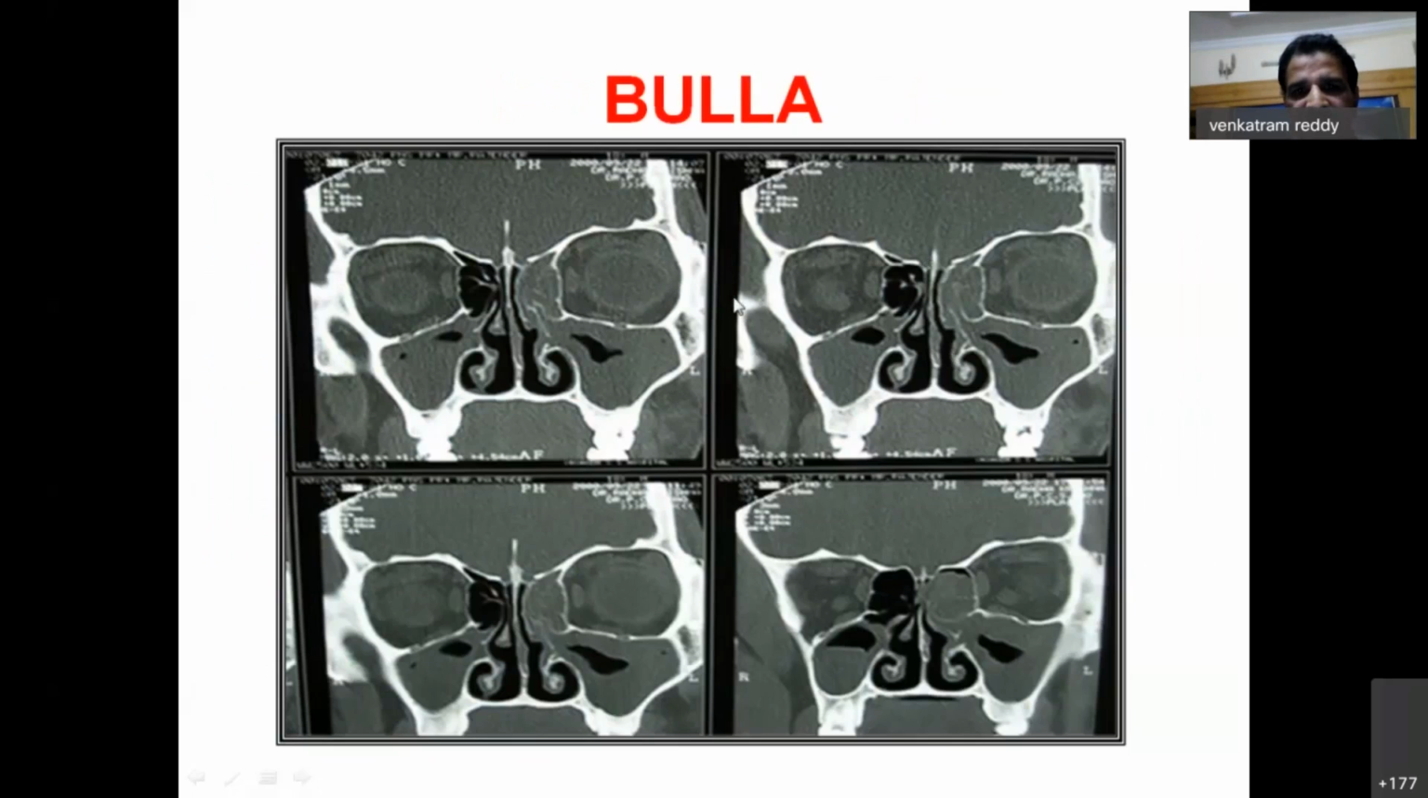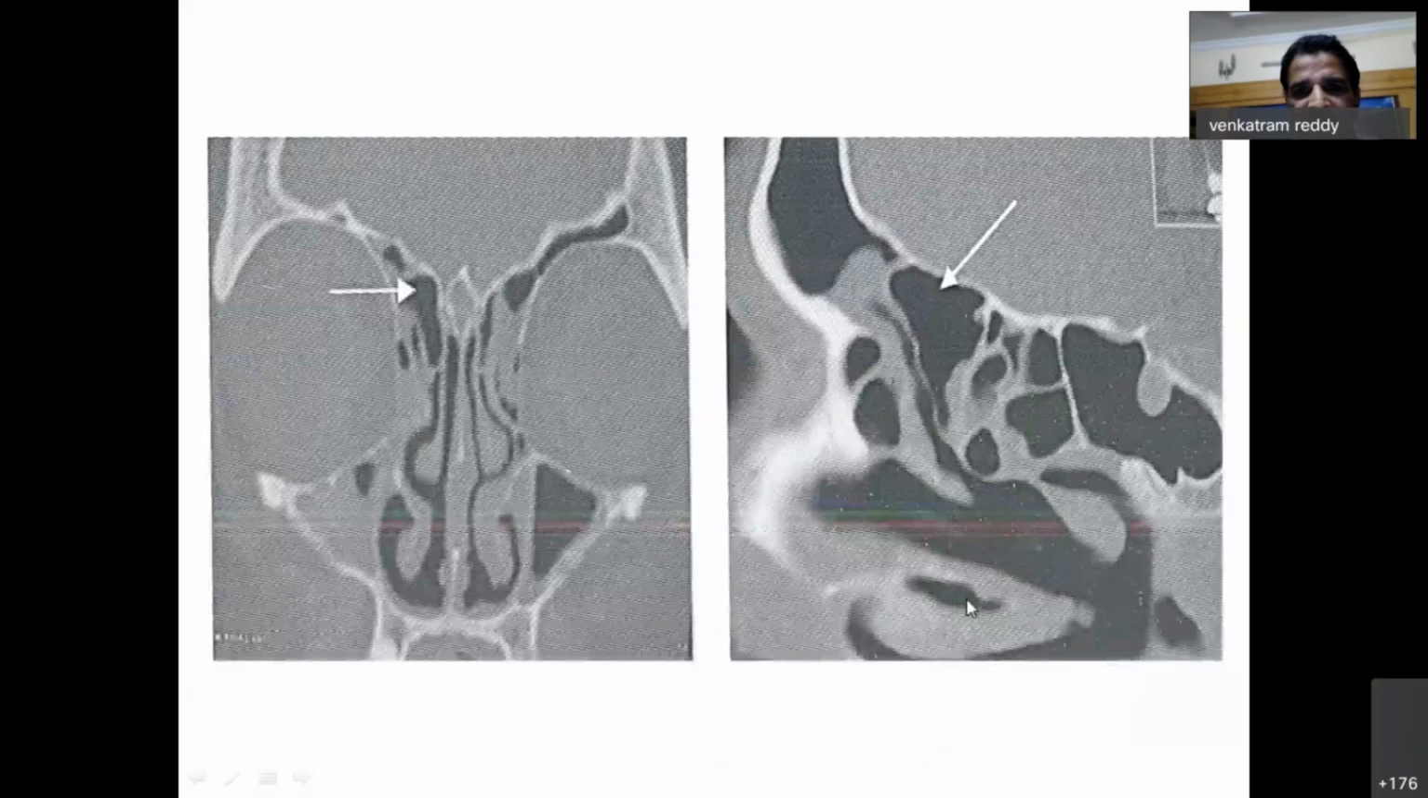This is a diseased bulla. So you need to define the bulla completely: the pathology, septations, and extensions. And this is a supraorbital cell, a large supraorbital cell.